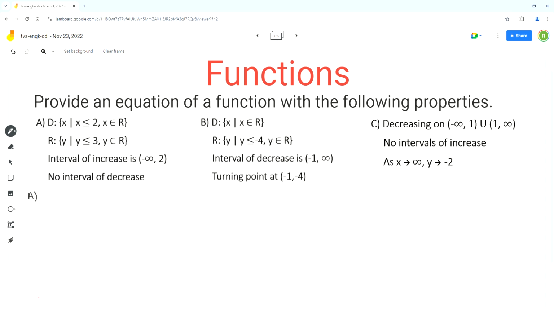As per part A, the domain of the function can be any real number less than or equal to 2. The range can be any real number less than or equal to 3. The interval of increase is from negative infinity to positive 2, and there is no interval of decrease. Let's start by sketching this information.